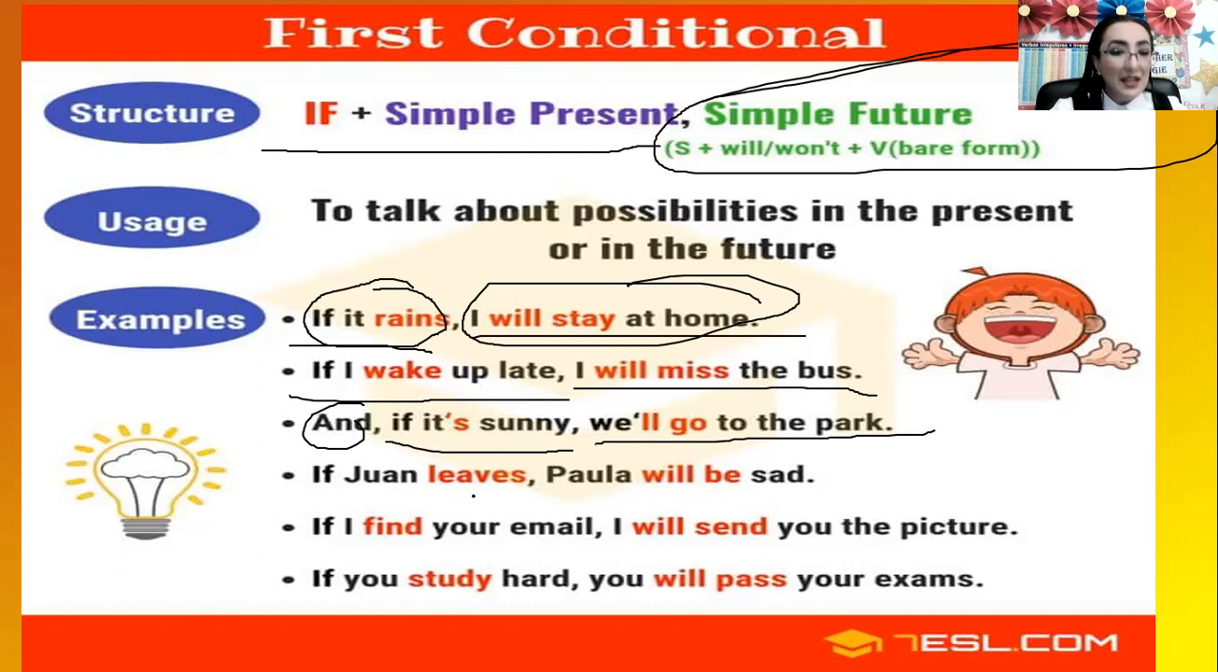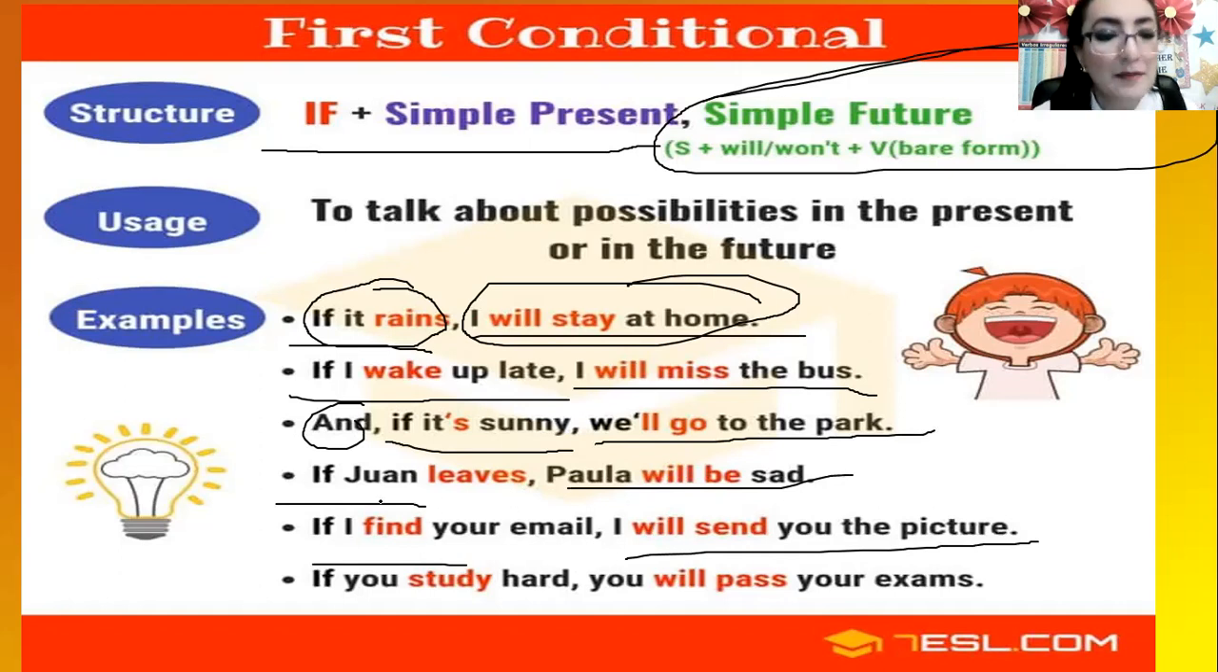If Juan leaves, Paula will be sad. Something in present with a consequence in the future. If I find your mail, I will send you the picture. Something that you do in the present that will have a consequence in the future. If you study hard, you will pass your exam. If you do something today, in present, you will be having a reaction in the future. You will be having a consequence.